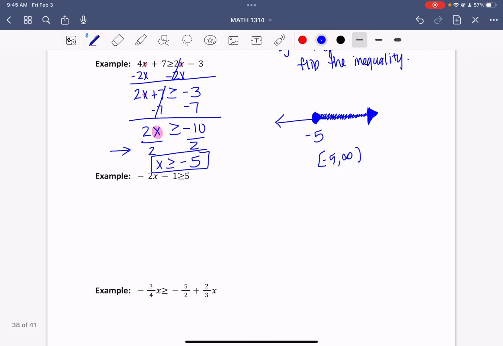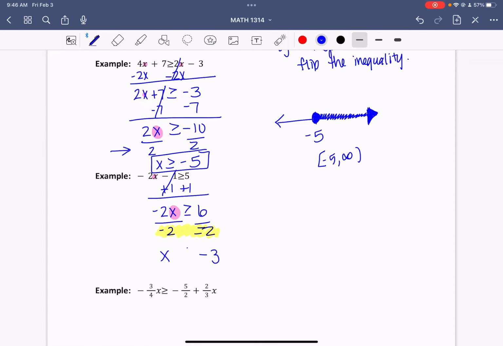It says negative 2x minus 1 is greater than or equal to 5. Again, our goal is to get this x by itself, so I'm going to add 1 to both sides. That gives me negative 2x is greater than or equal to 6. Again, my goal is to get this x alone, so I would divide both sides by negative 2. So it gives me x. Now, 6 divided by negative 2 is negative 3. Because right here, I divided both sides by a negative.